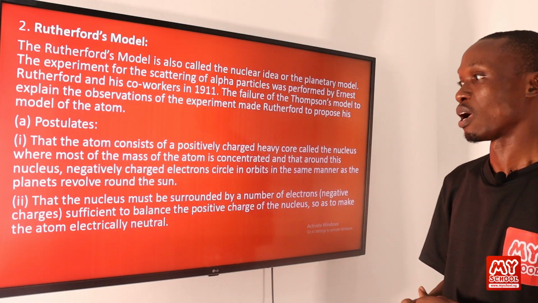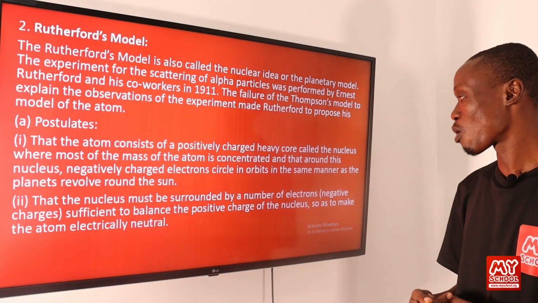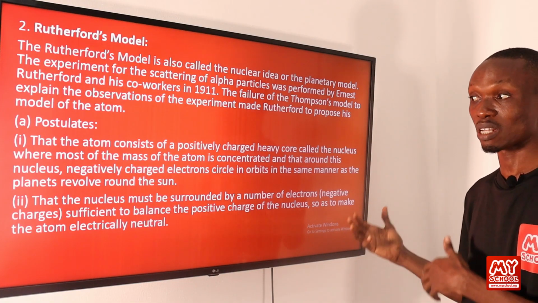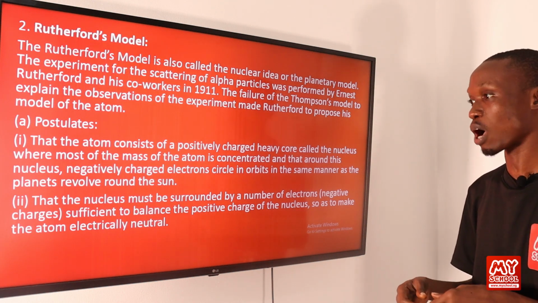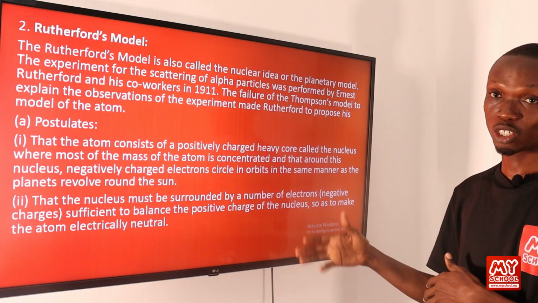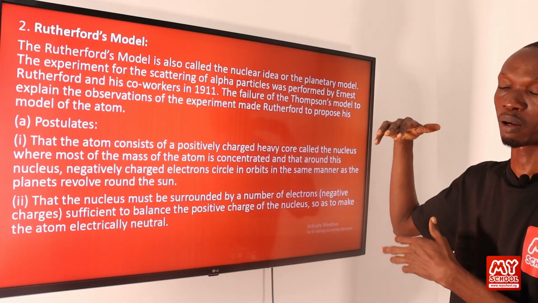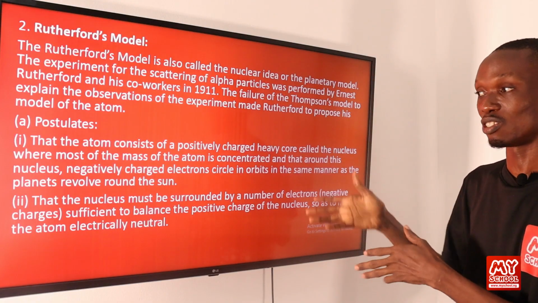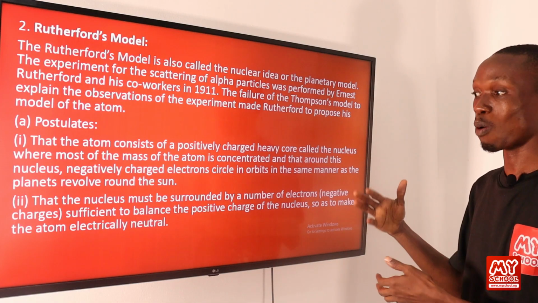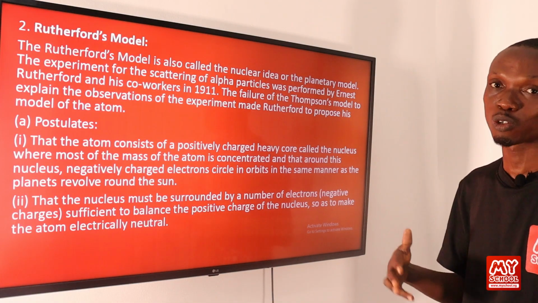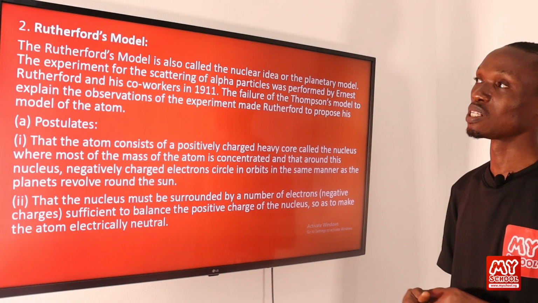Then number 2, according to him, the nucleus must be surrounded by a number of electrons. Remember electrons are negative charges, sufficient to balance the positive charge of the nucleus so as to make the atom electrically neutral. So you can see that this second postulate also agrees with what Thomson said in his own case. So for an electrically neutral atom, the number of protons is equal to the number of electrons, just to balance things up. So let's move to the next slide.